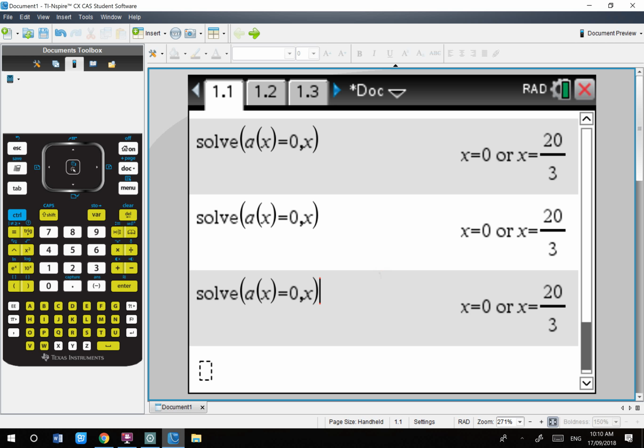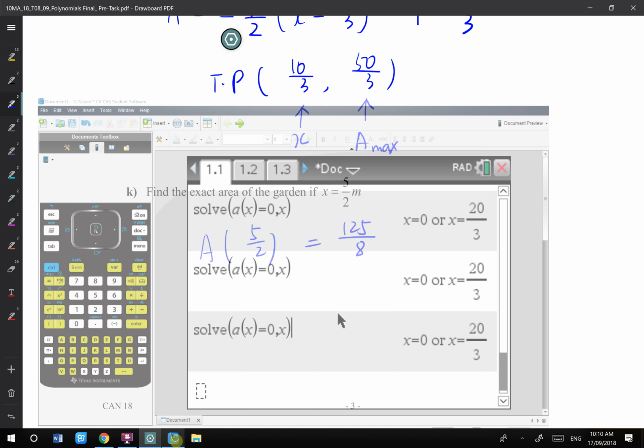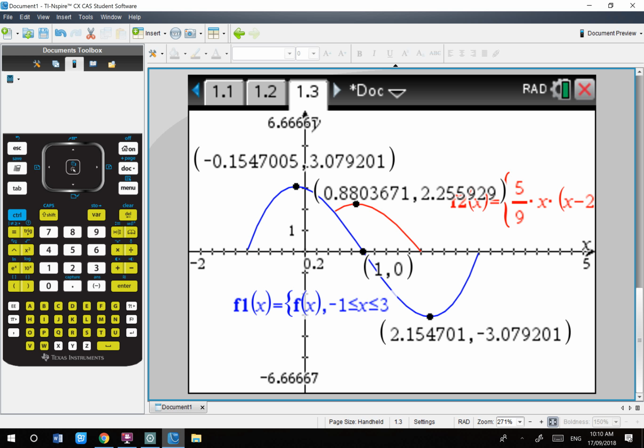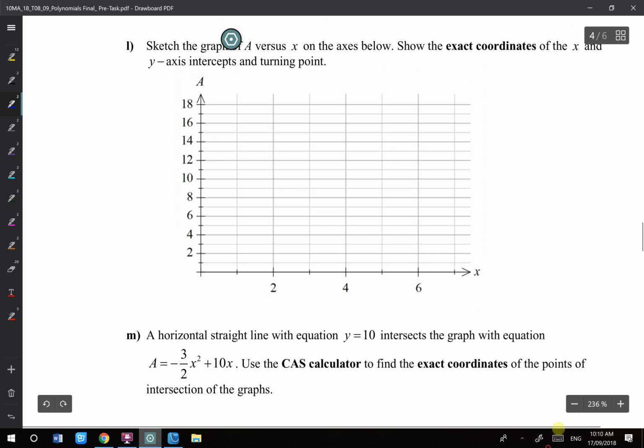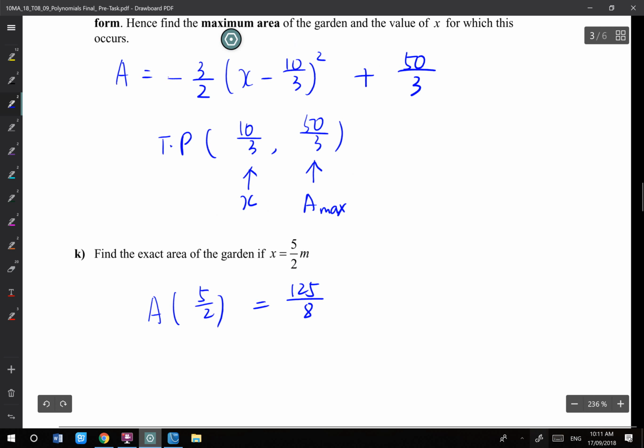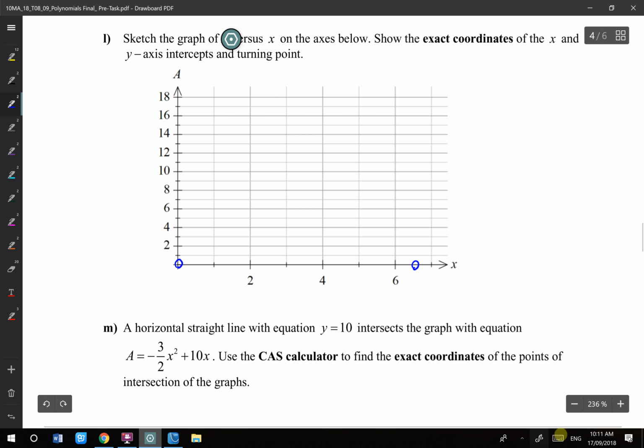So now I can see what my graph looks like. The only part that makes sense is this top part. Also, I know what my turning point is. My turning point was found in the previous session. So what I will sketch here is an open circle here, open circle here, and I have 10 over 3, that's 3.333 here, and then 50 over 3 is 16 point something. Here is my turning point.